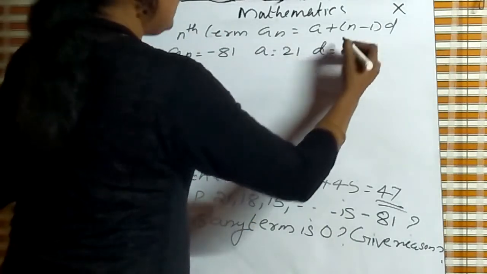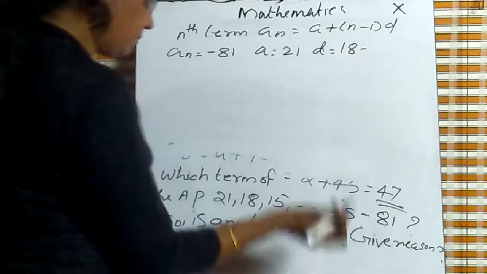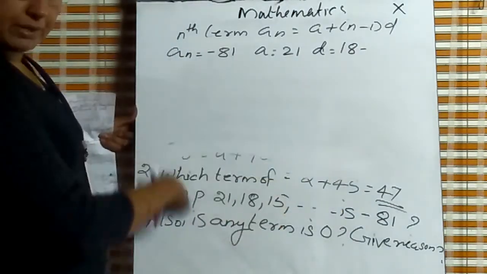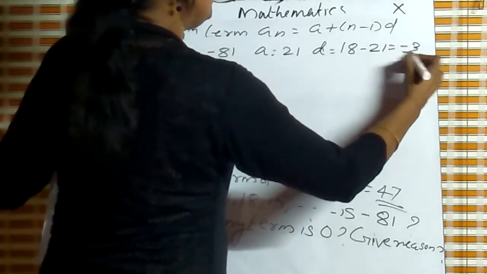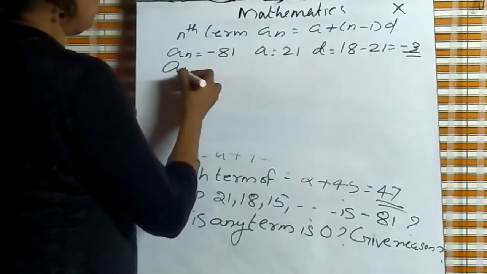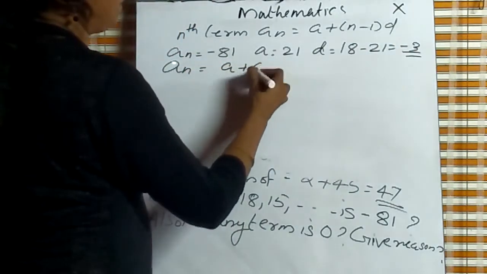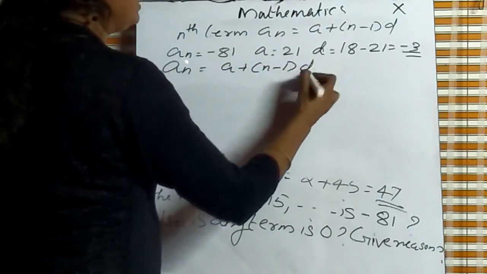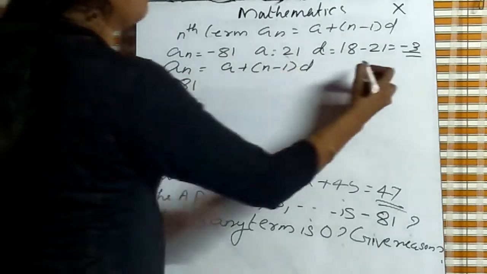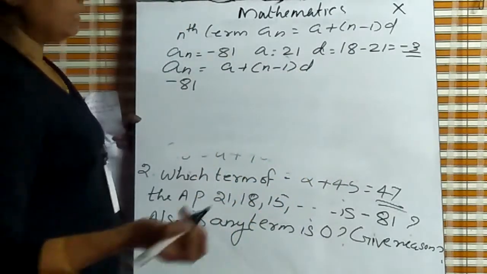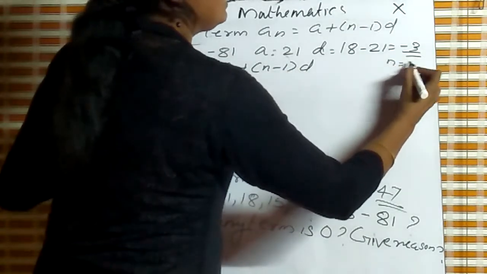And what is D? D is the second term minus the first term, or third term minus second term. 18 minus 21 is equal to minus 3. Then we know that an is equal to a plus n minus 1 into D. Then what is an? Minus 81. We have to find n. Which term is minus 81 means we have to find n.